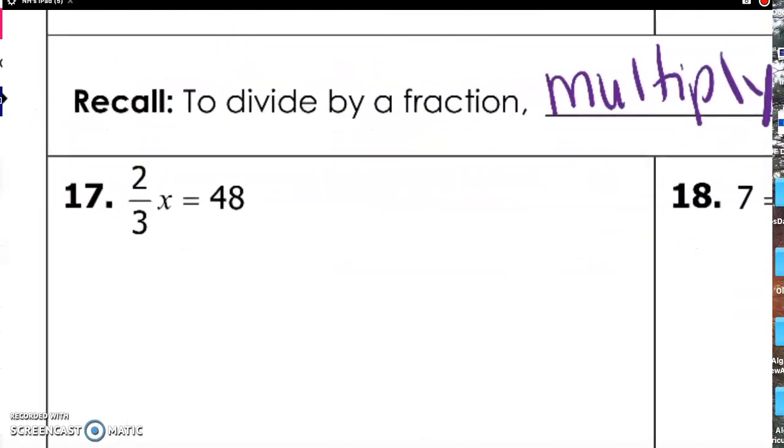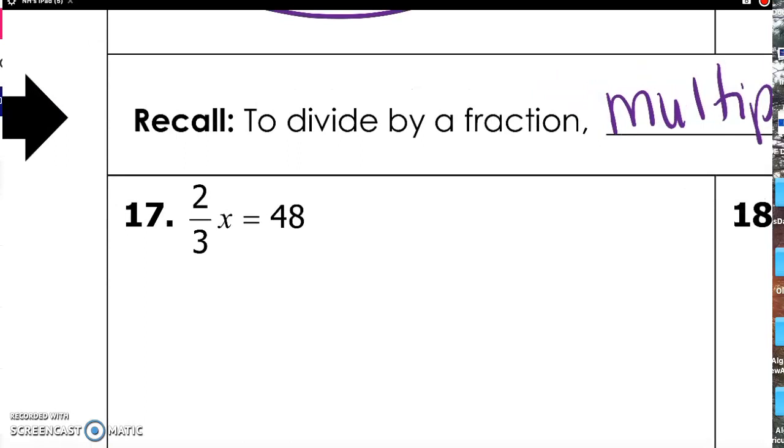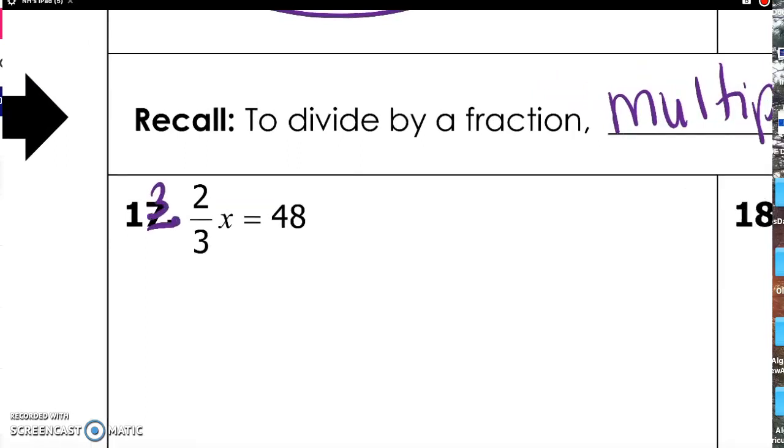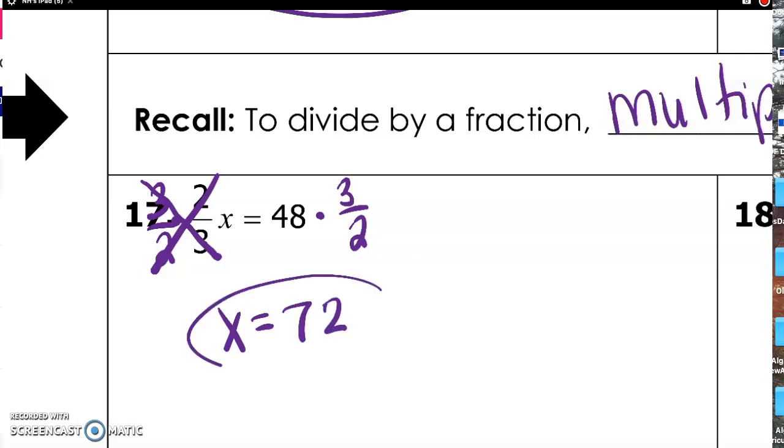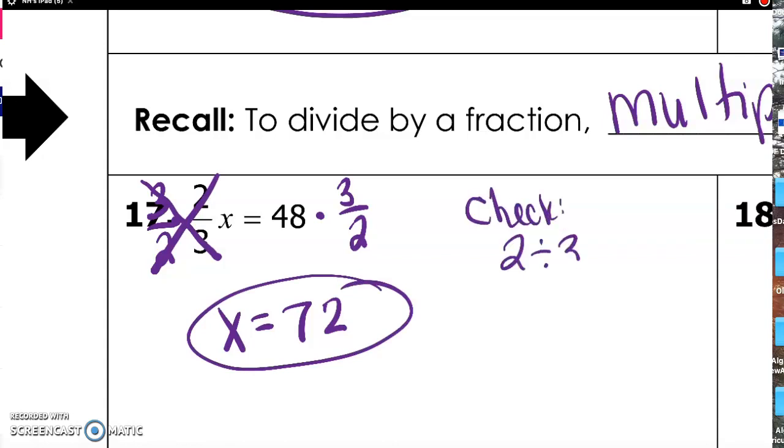So for number 17, we have 2/3 x, so 2/3 times x. So to get rid of that, we are going to multiply by 3/2, because those 3's cancel and those 2's cancel, and that's how we're just left with x. So I multiplied by 3/2 on the left, which means I need to multiply by 3/2 on the right. So 48 times 3/2 gives me 72. And again, if you're going to check, you're going to type into your calculator 2 divided by 3 times 72, and it does give us our 48 that it's supposed to.